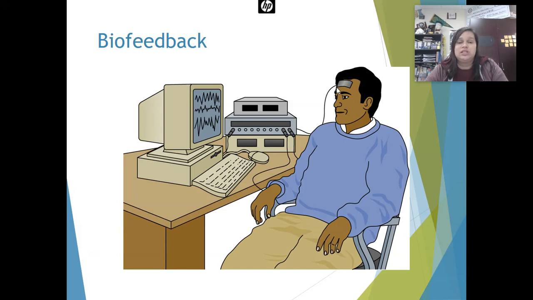So you see this and then you do the behavior, like you take deep breaths, and then you can see the response right away. You get this biological feedback of what that does to your heart rate and to your nerves. We're going to go into a better example in class, but biofeedback is using machinery to try to control physiological conditions with operant conditioning.